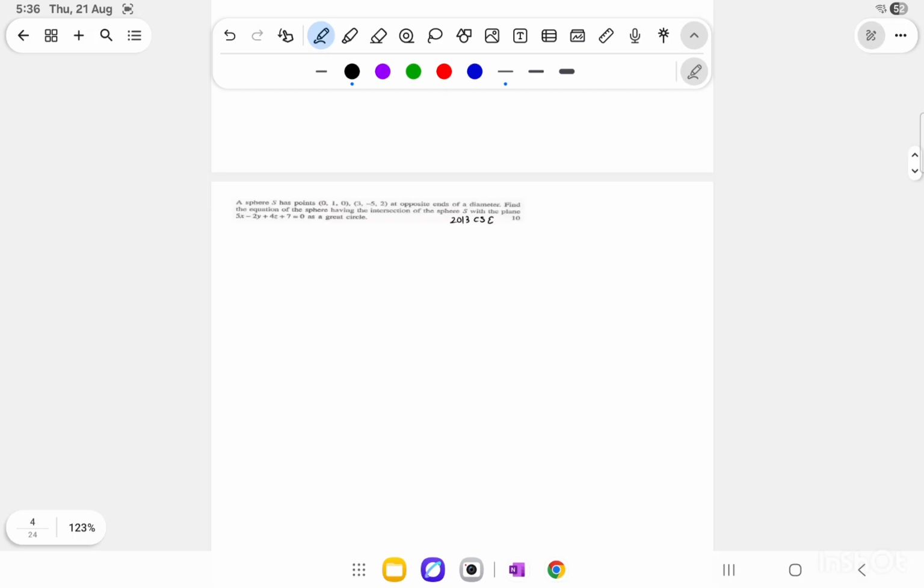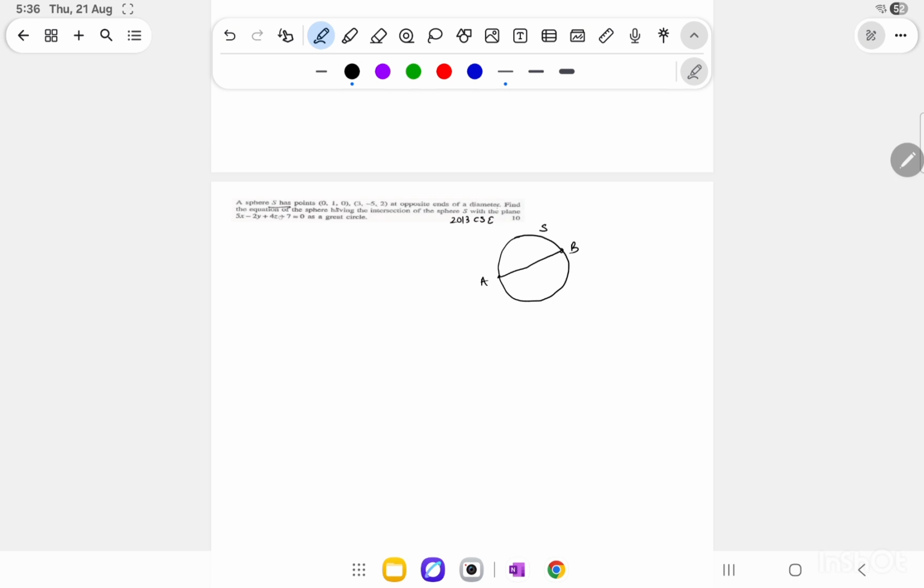So the next question says that the sphere S has the given points as opposite ends of a diameter. So they have given us two endpoints of a diameter of a sphere. Let us name them A and B. So AB is the diameter of sphere S. So using this diameter we can easily find the equation of sphere S.